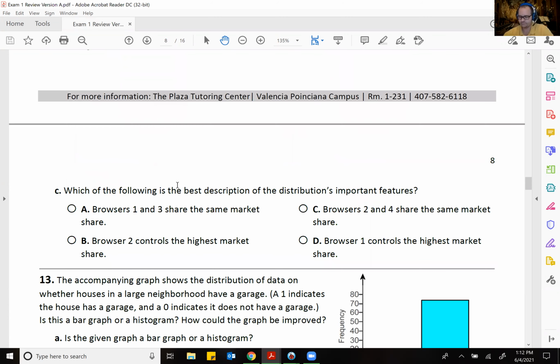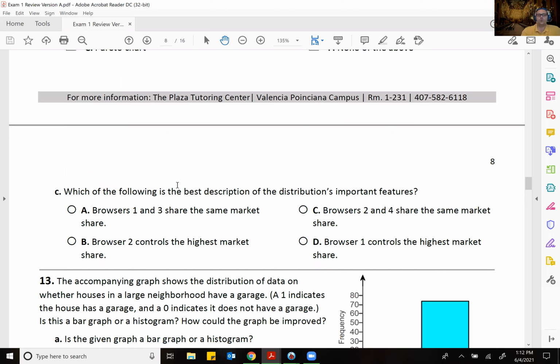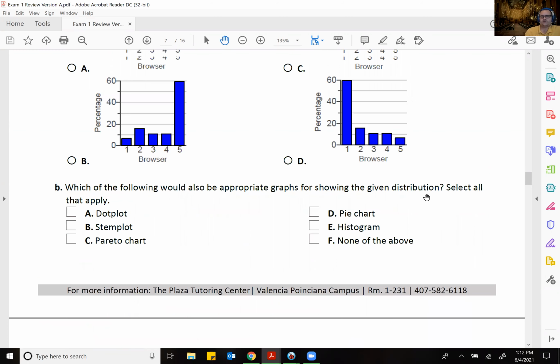Part C. Which of the following is the best description of the distribution's important features? Browser 1 and 3 share the same market share. Browser 2 controls the highest market share. Browser 1 controls the highest market share. Browser 2 and 4 share the same market share. So what do you think?